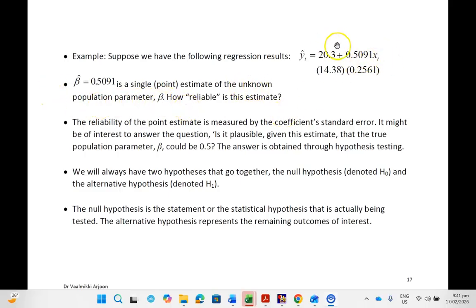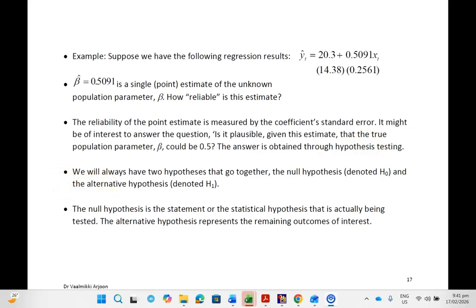Now, how reliable is this beta estimate? The reliability of this point estimate, or the coefficient estimate, is measured by the coefficient standard error. Now, it might be of interest to answer the question: is it plausible, given this estimate, that the true population parameter beta could be 0.5? And the answer is obtained by hypothesis testing. So you want to see how reliable this value is, and whether it is plausible that this estimate is very close to the actual population parameter beta. In other words, the beta for the entire population, because this is the beta hat for a sample of your population.